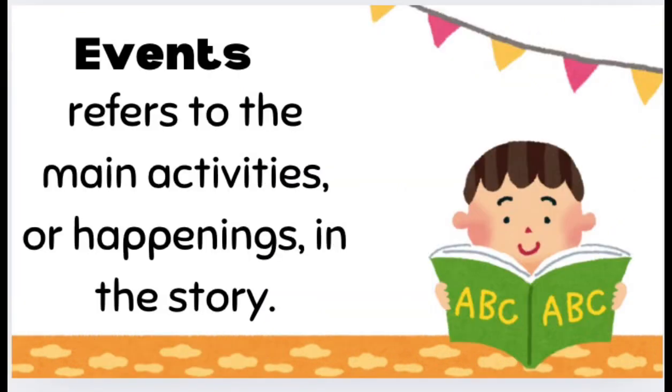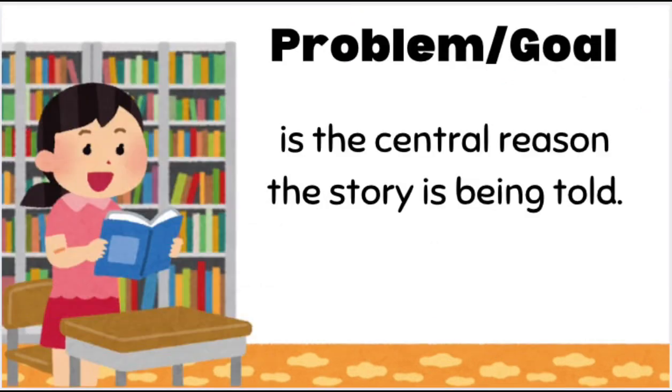Next is events. Events are the important things that happen in the story. They show what the characters do and how the story moves forward. These are the main actions from the beginning, middle, and end of the story. Next is the problem or goal.